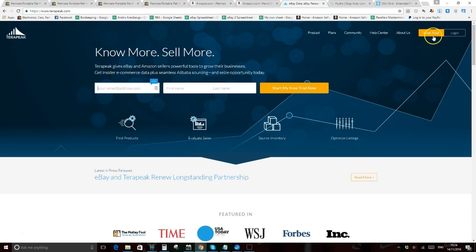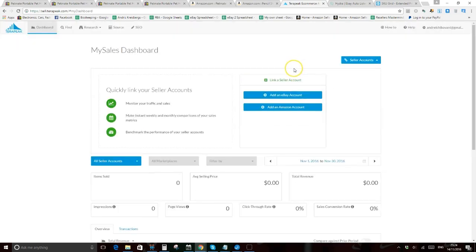Okay, so click login here, and I'm just going to quickly log into my Terapeak tool. It's a paid tool. In terms of how much you should pay for the tools, the pricing sheets will be uploaded in the group, so everybody knows what to buy and at what level they should buy it. Okay, so click research here, and you want to do competitor research.